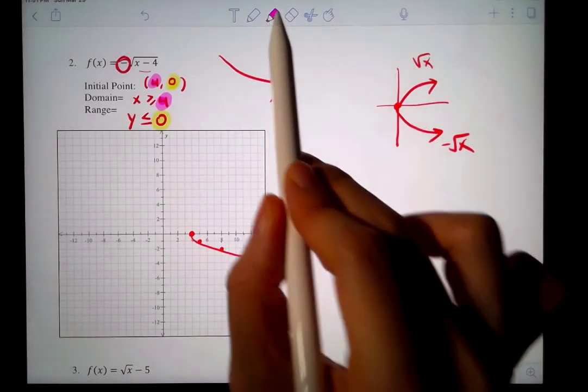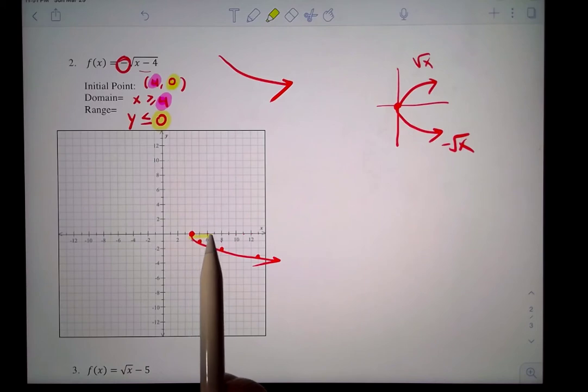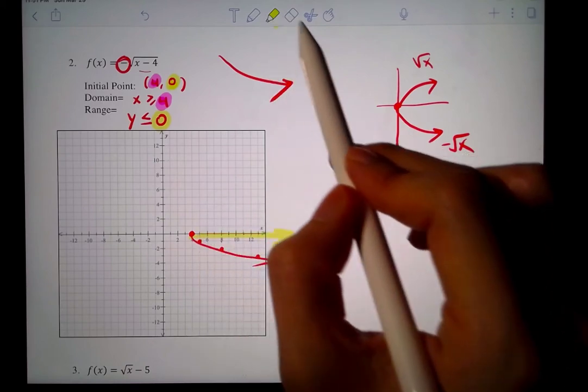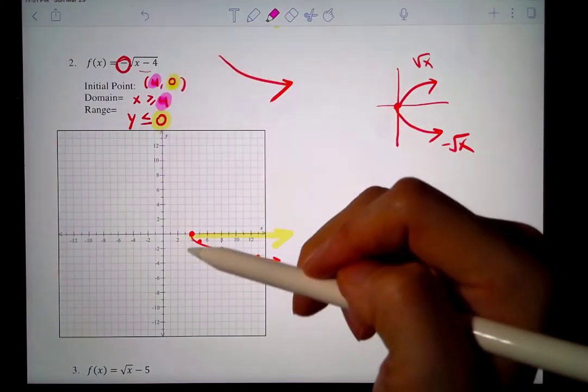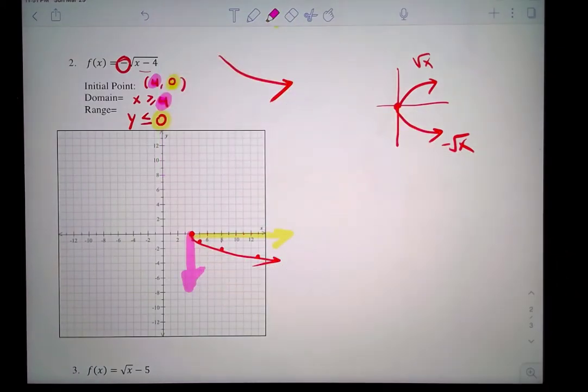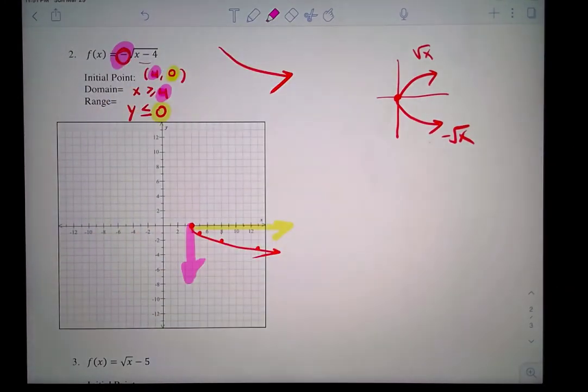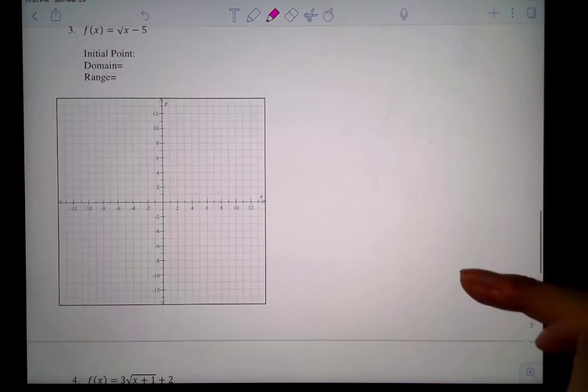So my x value. Look at my x value. My domain will be greater than or equal to 4. And my range is less than or equal to 0. Okay? So that's a very important thing. This negative. Okay, let's look at this one.